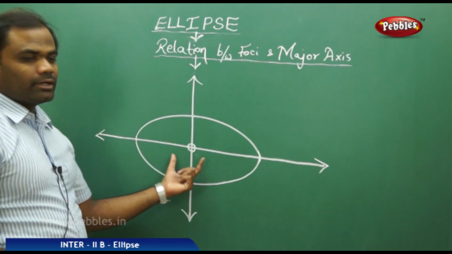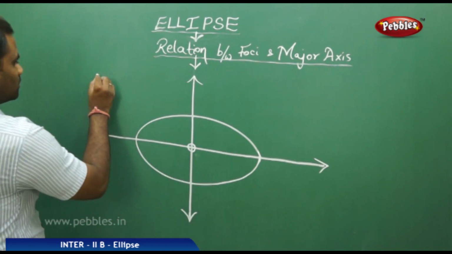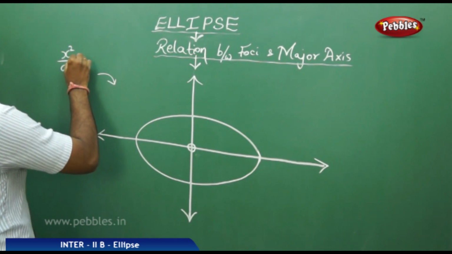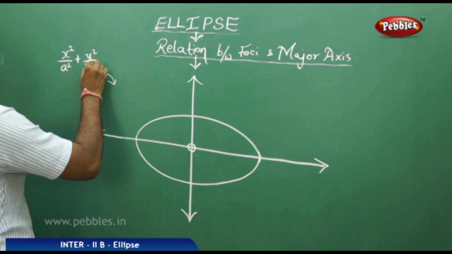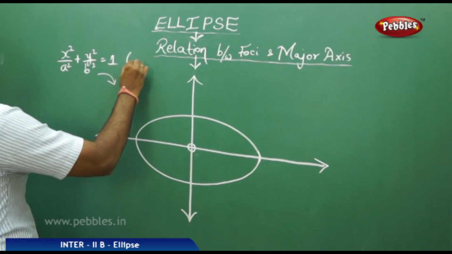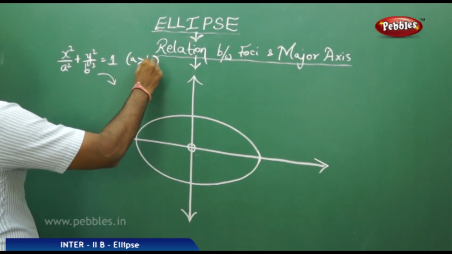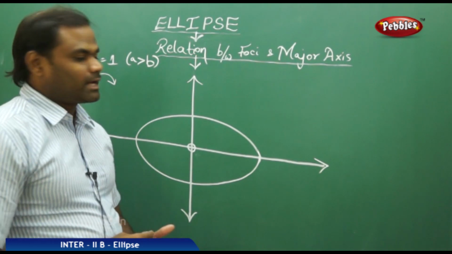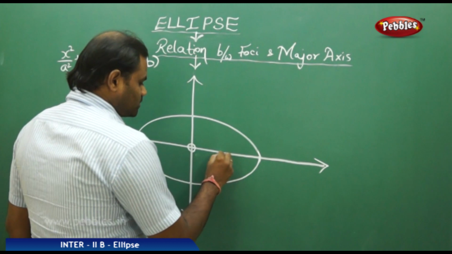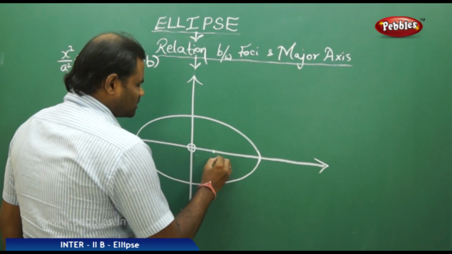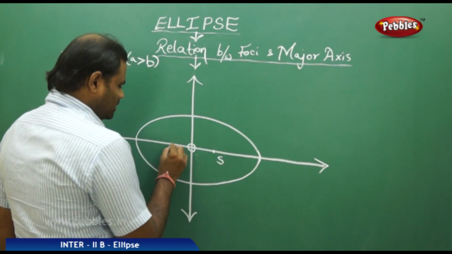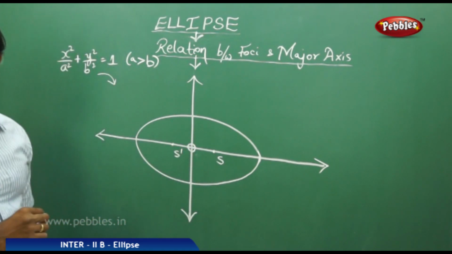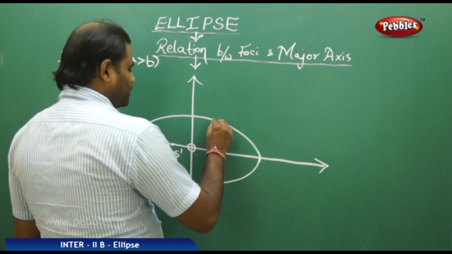So this being the standard equation of ellipse, x square by a square plus y square by b square equal to 1 with a greater than b. Now here, let's see the relation between the foci and the major axis. For example, I have the focus S and the other focus S dash, and P be any point on the ellipse.